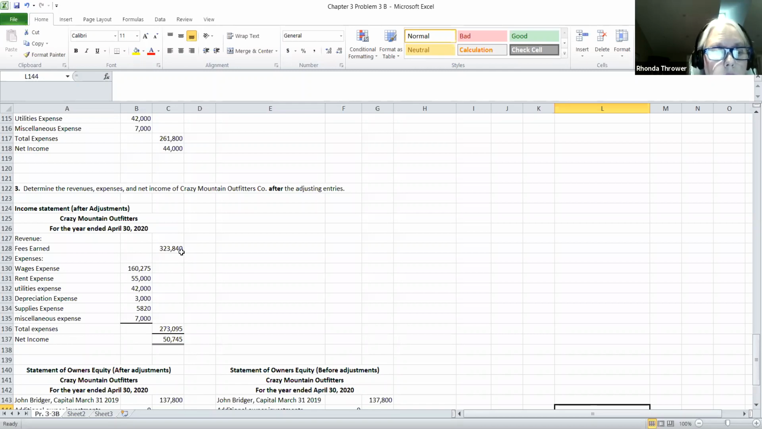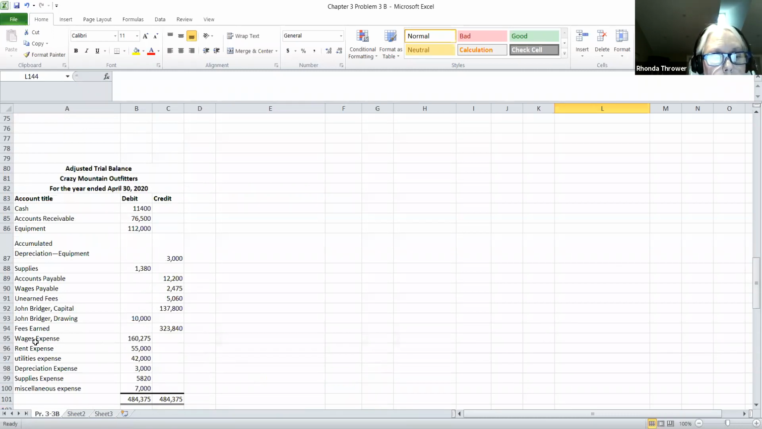Notice we've got fees earned on there, and we've got a few more expenses, because when we created our adjusting entries, we added to our ledger accounts. The total of my expenses after the adjustments is $273,095. I get a list of my expenses from my adjusted trial balance. Do you see, here's all your expenses.